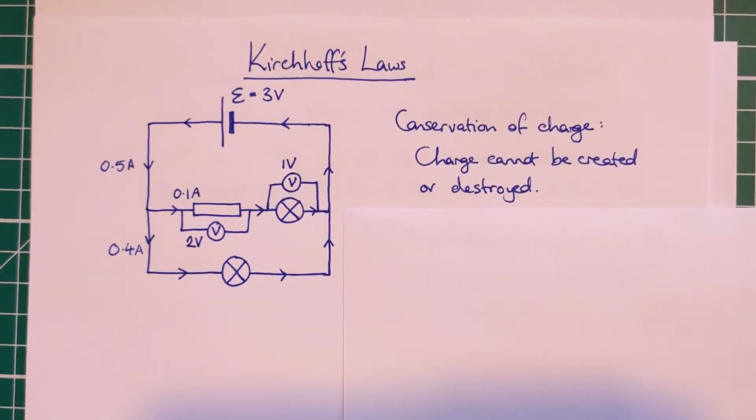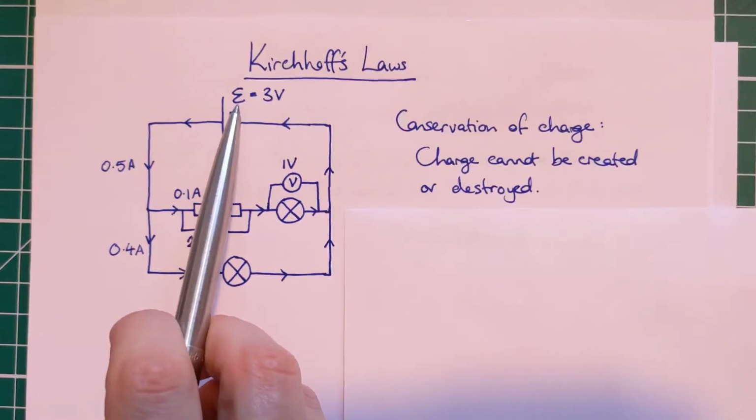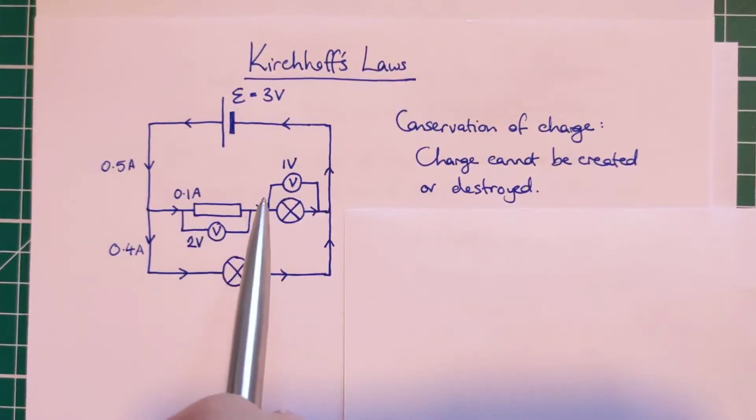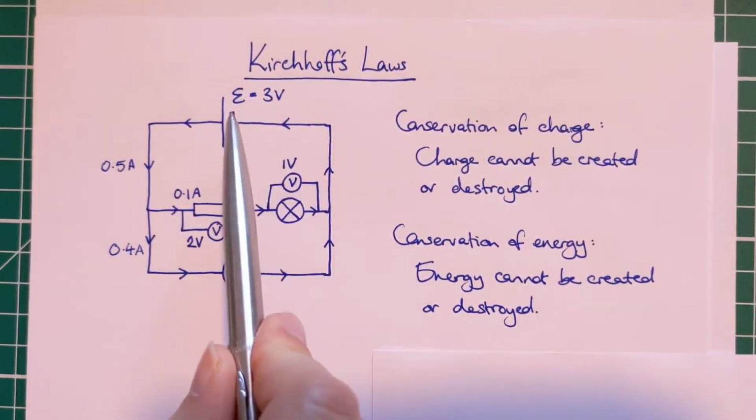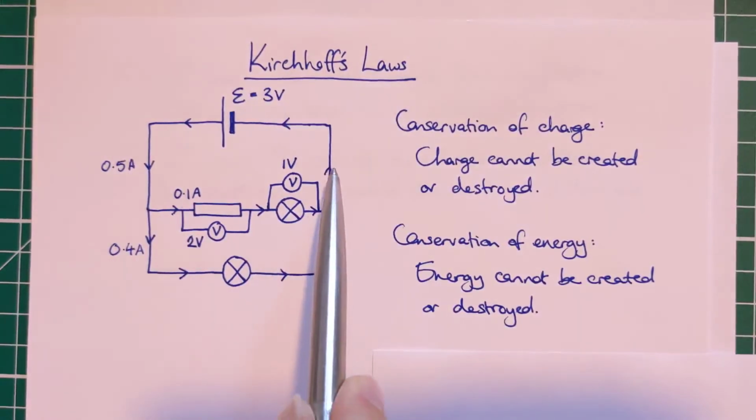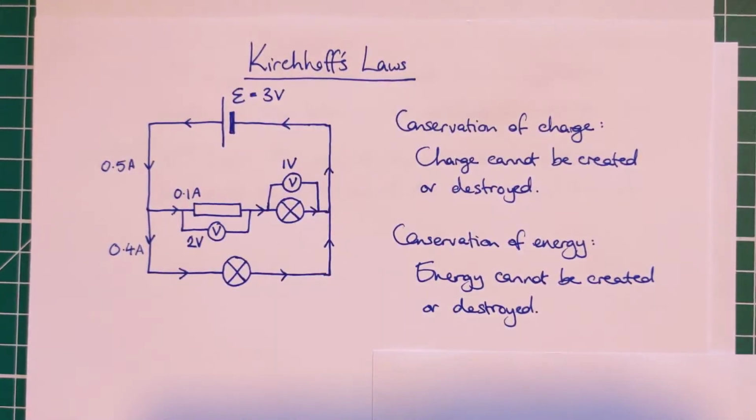And this is Kirchhoff's second law, that the sum of the EMFs must be equal to the sum of the PDs in a closed loop. But why is that? We've probably already guessed. It's because of the conservation of energy this time. Energy cannot be created or destroyed, so whatever you put in, you have to have used up by the time you get round your closed loop.